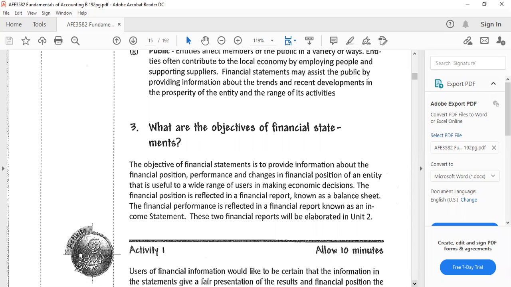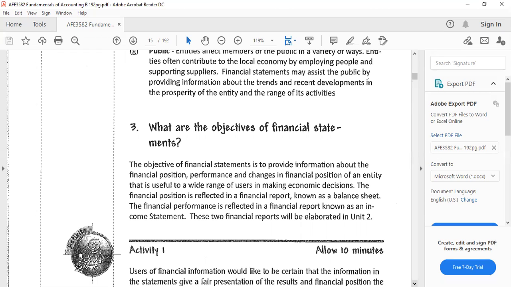What are the objectives of financial statements? Why do we need to draw up financial statements? What are the objectives really? So the objective of financial statements is to provide information about the financial position, the performance of the business, and the changes in financial position of an entity. So those are the three objectives of financial statements.